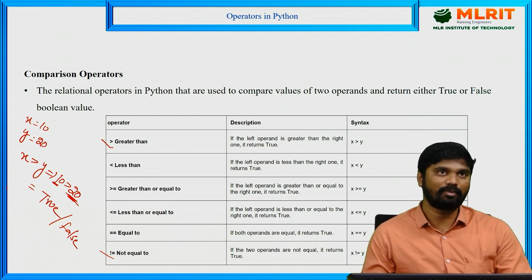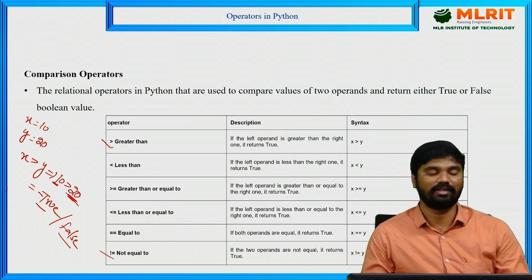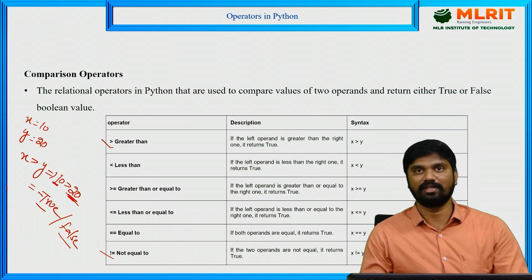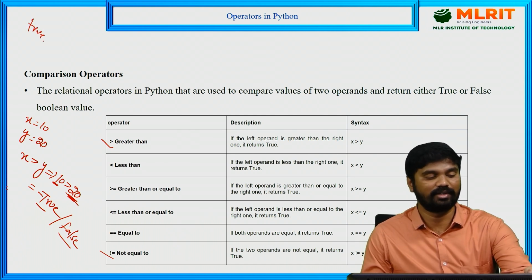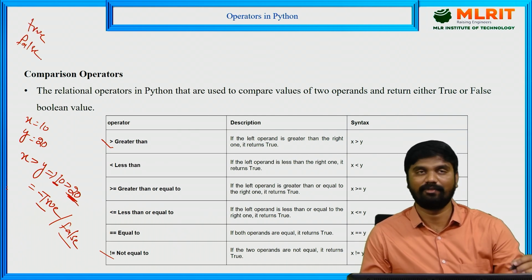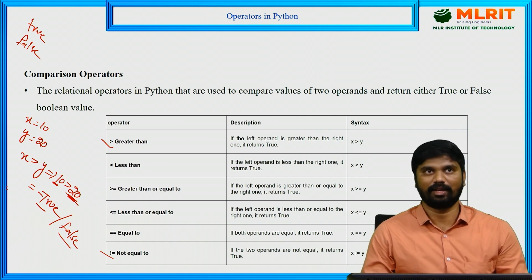In the Python programming language, the True and False values start with a capital letter, but in C or Java programming languages they start with small letters only. That is one important note about the Python Boolean type.